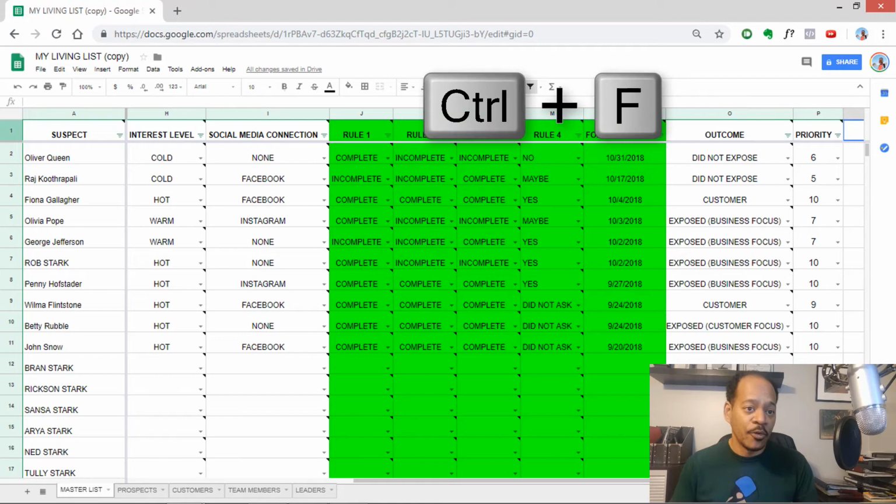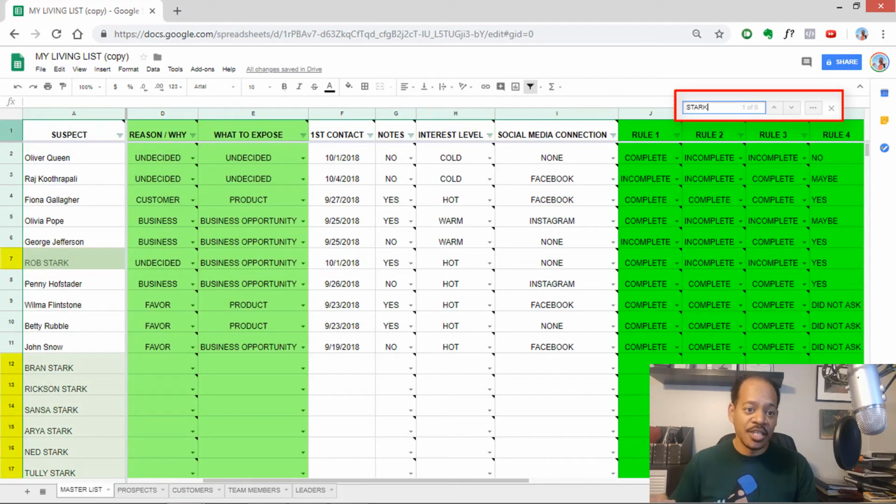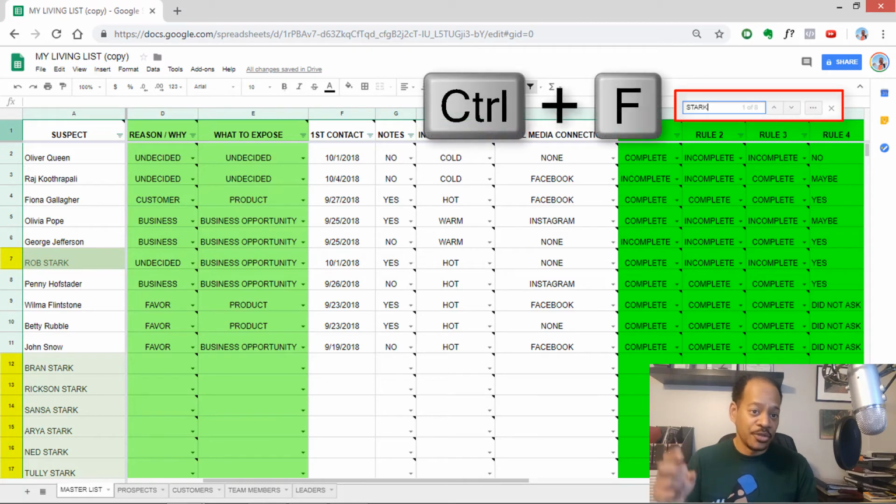For example, if we wanted to search Jon Snow's family members and we had a large list, all we need to do is simply hold down the Control key, then press F for Find. And instantly a new window will pop up that says Find in Sheet. And inside this window we can write John's family member's last name, Stark, and now John's family members are highlighted, as you can see here. So Control F is a great command to search your spreadsheet as it grows.